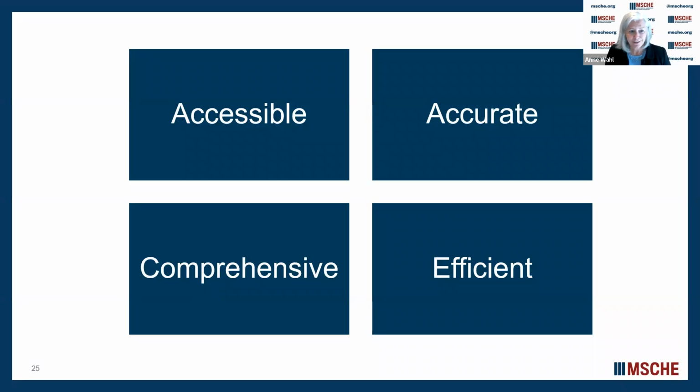So I'm here to talk a little bit about accessibility, comprehensiveness, accuracy, and efficiency as overarching aspects of the quality of the evidence. We're going to change a little bit from institutional capacity to the evidence quality. So I'm going to share with you a series of slides.